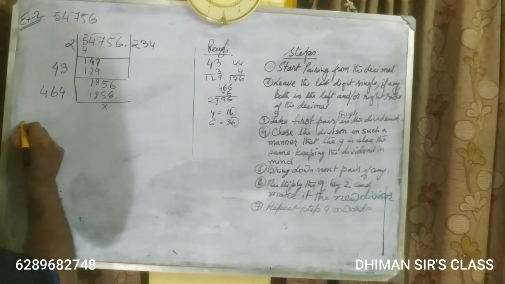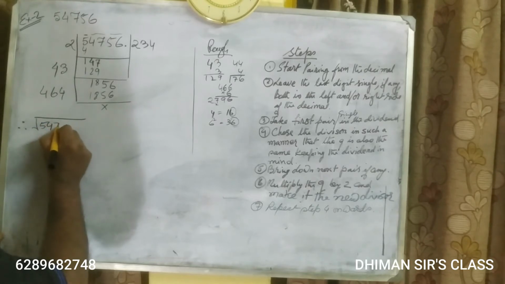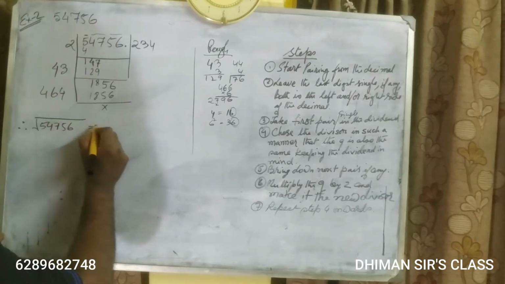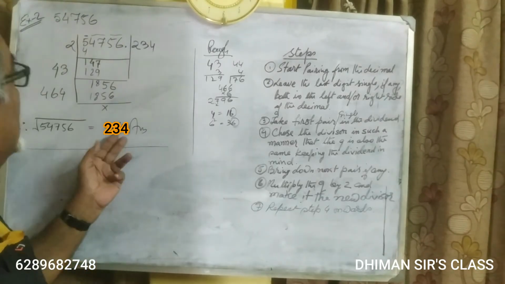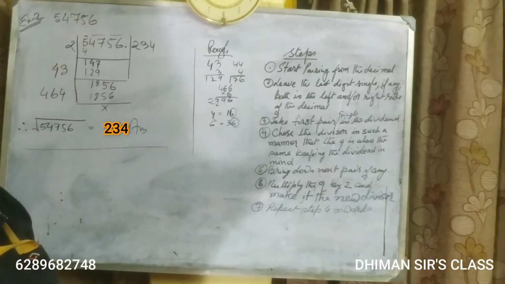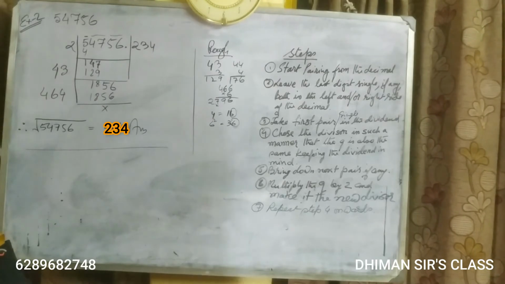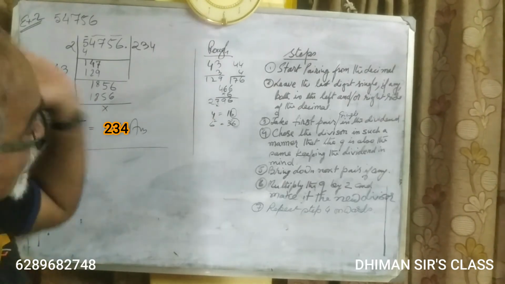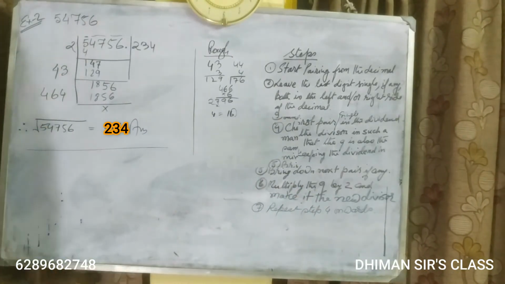So you will say therefore root 54756 is equal to 234. 234 into 234, you will definitely get back 54756. If not, we are wrong. Okay, students? So copy this, pause the video, copy this down. Let's move on to the next example.